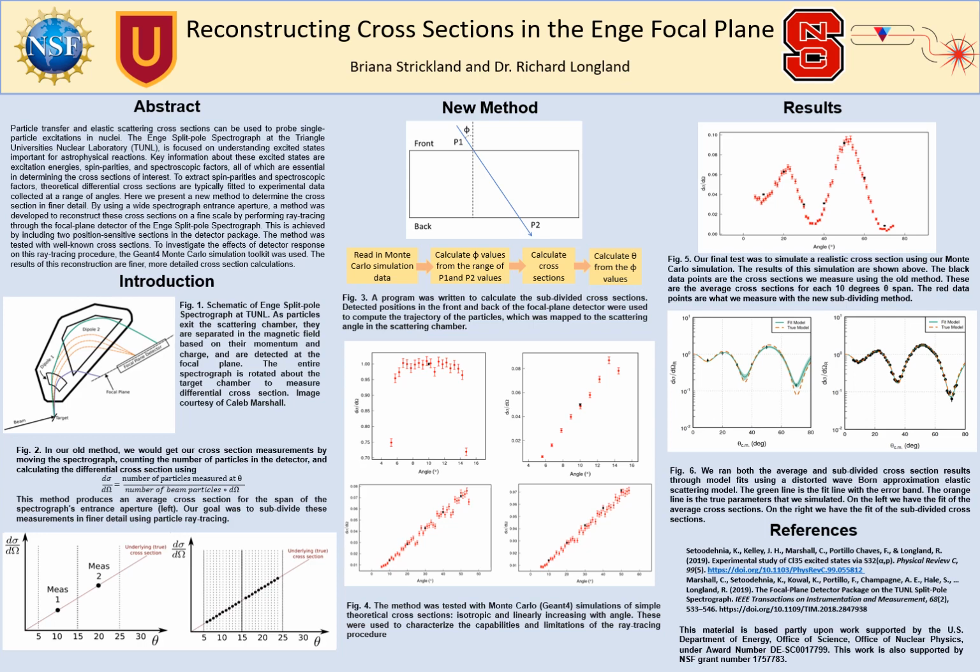Our next step was to test this method using well-known cross-sections in GEANT4 simulations. We started out with an isotropic cross-section simulation, which you can see on the top left of Figure 4. And then we used a linearly increasing cross-section, shown on the top right of Figure 4. We used these simple cross-sections to characterize the capabilities and limitations of the ray tracing method.